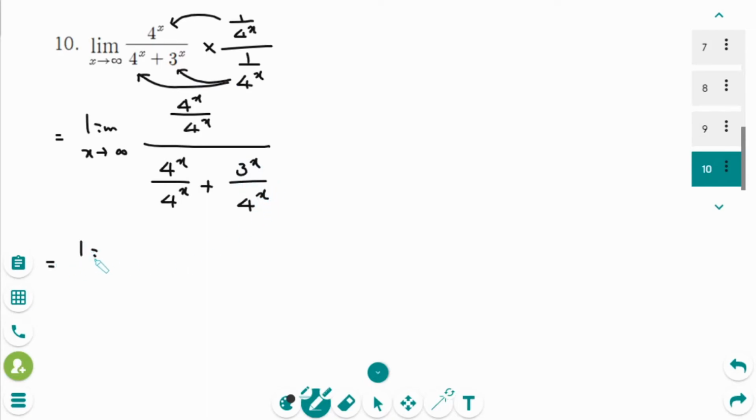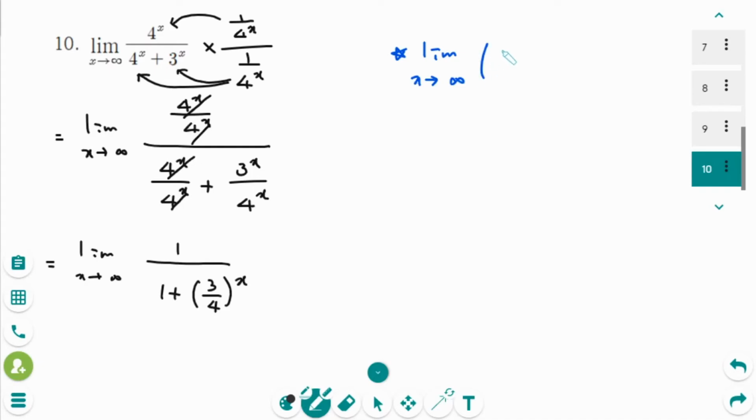So when you simplify this one, this is 1, the same. And we can rewrite this one as 3/4 to the power of x. Now, what is this? Limit as x approaches infinity, 3/4 to the power of x.